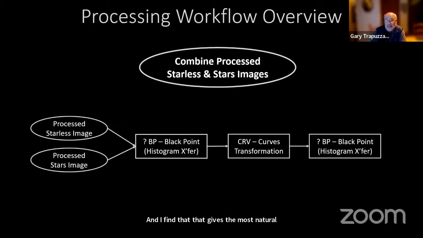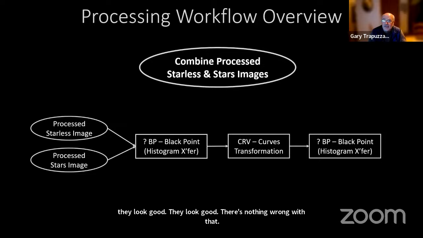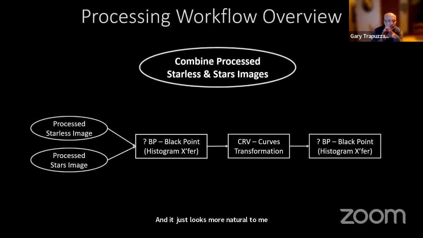I used to use PixelMath all the time. I would take half of the stars, half of the starless. Sometimes I would even balance a little. If I wanted the stars to be a little dimmer, I might do 60% of the starless, 40% of the stars. And they look good. There's nothing wrong with that. I think this looks better, and it just looks more natural to me. It's much less prone to halos or donuts around the stars. It's a free script called Blend, and I'll show you that.